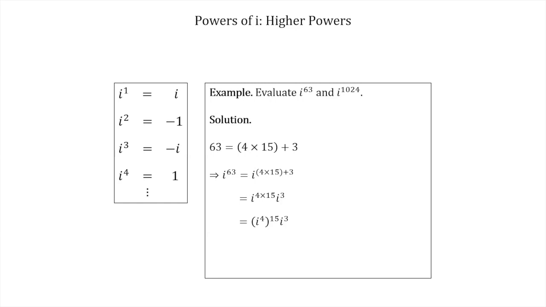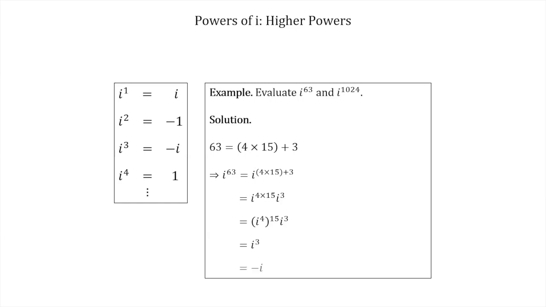So you can go from the top line down. Make sure you understand how we've gotten here, because now it's quite easy because we already know what i to the 4 is. We can just read it off the table. i to the power 4 is equal to 1. So if i to the power 4 is equal to 1, then 1 to any power is just 1. So 1 to the power 15 is just 1. So this is actually just equal to 1 times i cubed, which is just i cubed.